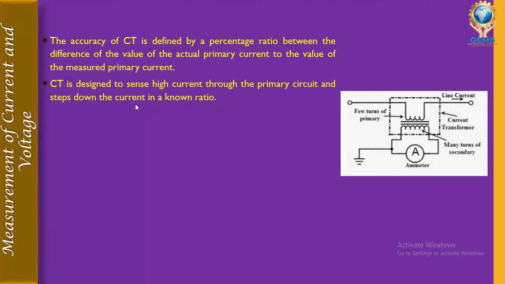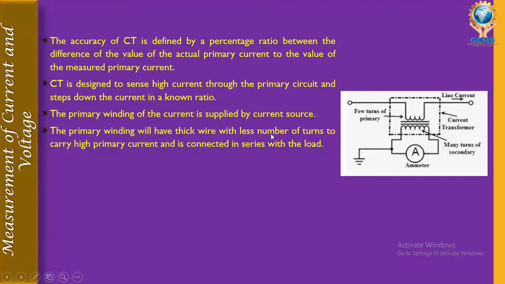A current transformer is designed to sense high current through the primary circuit and step down the current in a known ratio. The primary winding of the current transformer is supplied by the current source. So we can see the primary winding, which has fewer turns, is supplied by the current source or line current. The primary winding will have thick wire with fewer turns to carry the high primary current and is connected in series with the load. So we can see this primary winding is connected in series with the line current.